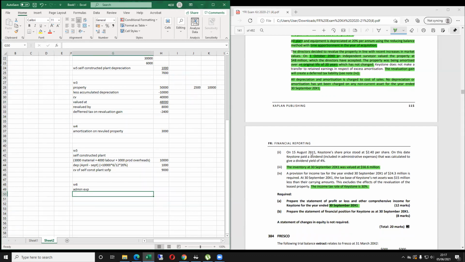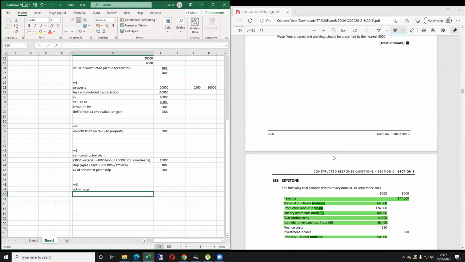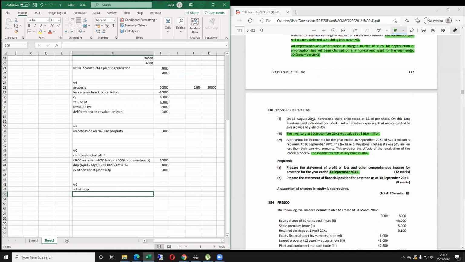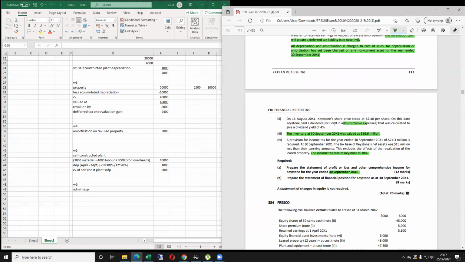Okay, on 1st August X1, which is within our year end. So this has to be incorporated because this falls within this year. It says admin expenses. Let me see, where is it? It says on 1st August, Keystone's share price stood at this. Why are they giving us the share price? That's the issue. Read next. On this date, Keystone paid a dividend. Okay, they paid a dividend, but this is included in the admin expenses. When we issue a dividend, where does it usually go? I think it will come out of your retained earnings.